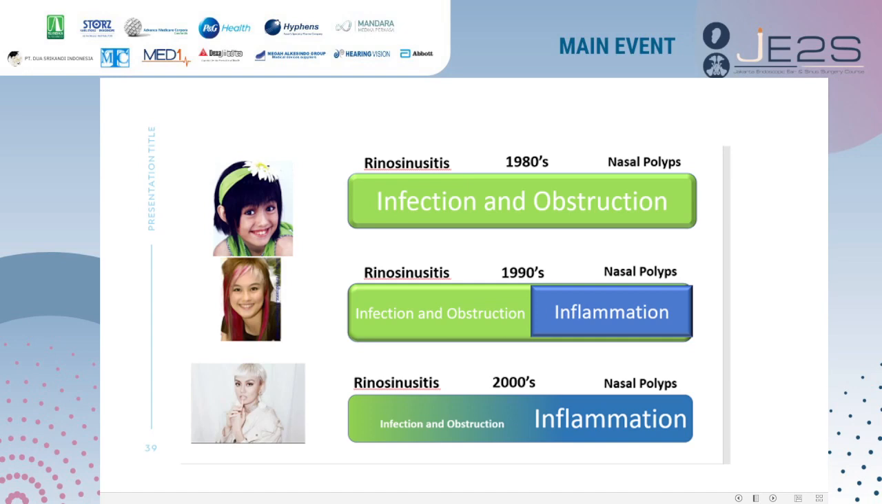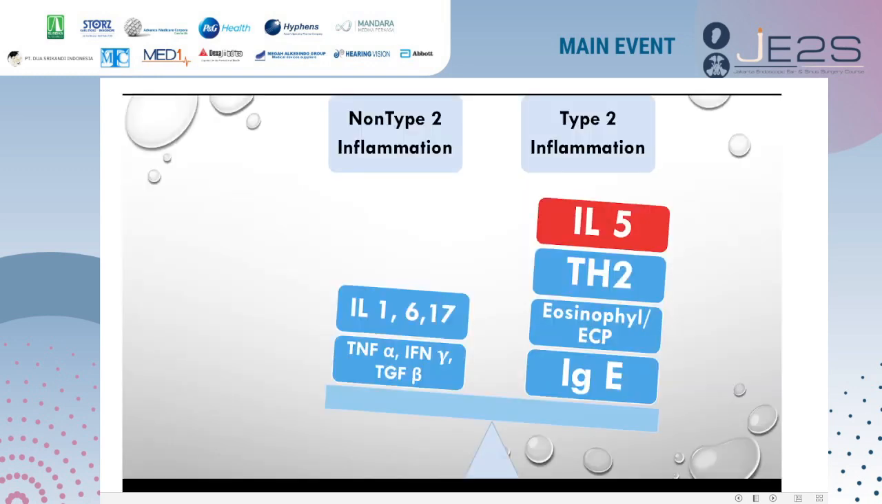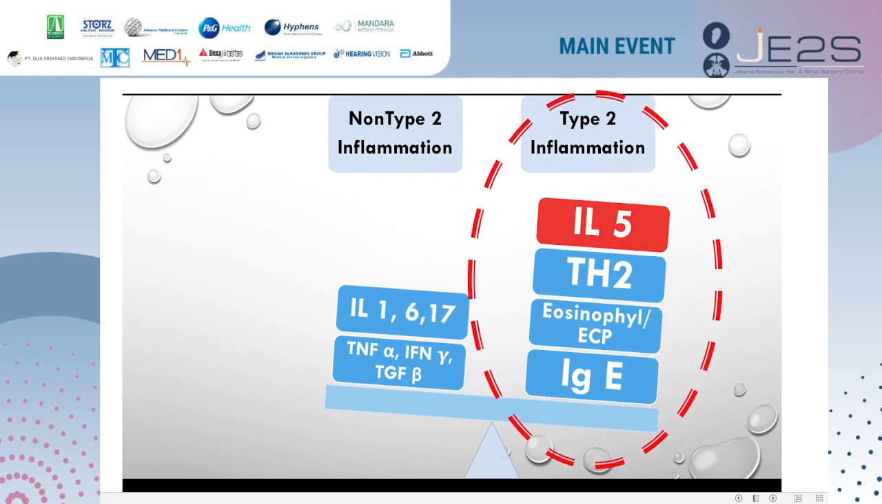So what is the pathophysiology in type 2 inflammation? Type 2 is usually IgE mediated, so it will have interleukin 5, T helper 2, eosinophil, ECP, or IgE dominant. So when we try to diagnose, we can check the biomarkers which lead to these cytokines or interleukins. In contrast, in non-type 2 inflammation, interleukin 1, 6, 17, TNF alpha, interferon gamma, and tumor growth factor are predominant.